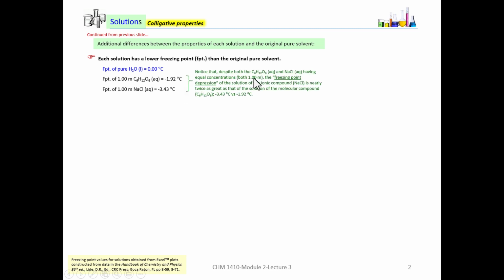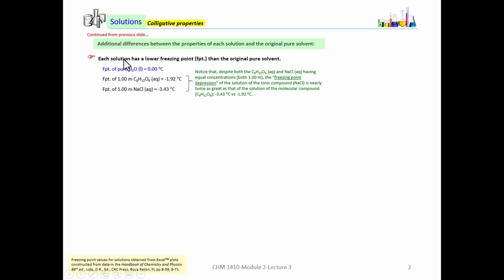So notice that despite the glucose and sodium chloride solutions both having equal concentrations, at least equal molalities, the freezing point depression, meaning the drop in the freezing point, of the solution of the ionic compound, sodium chloride, is nearly twice as great as that of the solution of the molecular compound, glucose. Just keep that in your head for a few minutes.